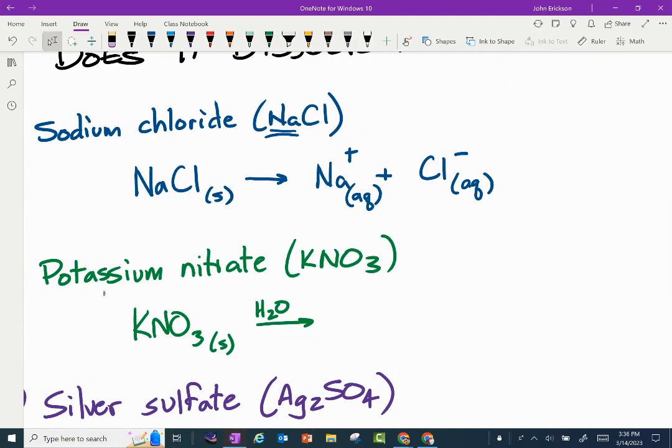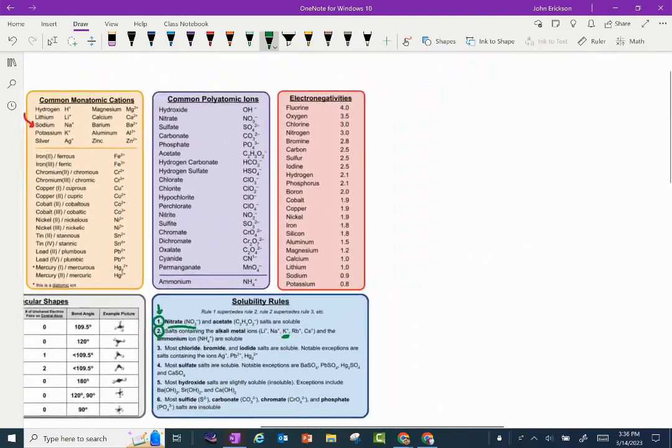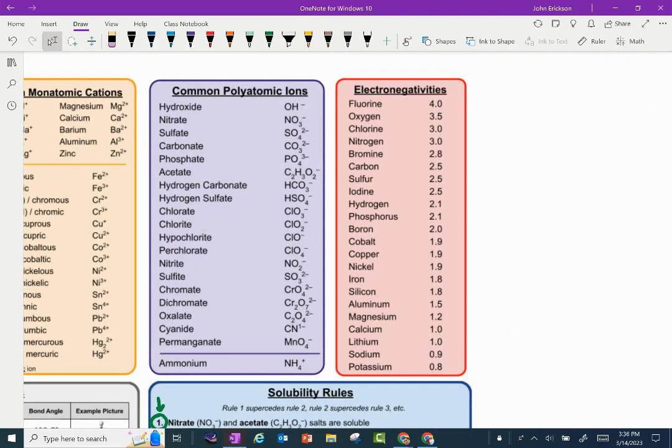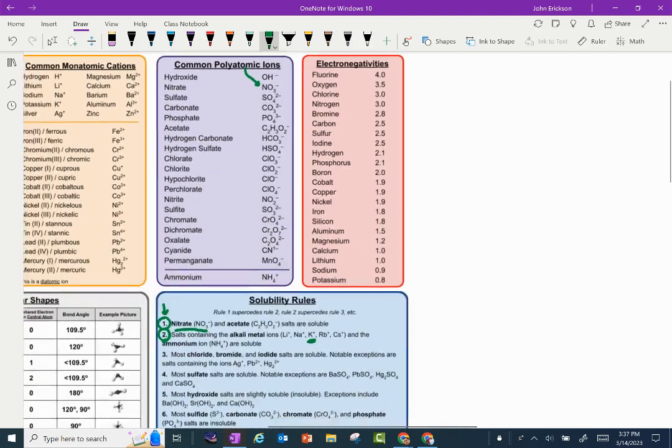Writing this thing as it dissolves is a little more complicated. You may be tempted to write separate elements for each, but we don't do that in this case. This is made of a polyatomic ion. So the second half of this, the NO3, is called a polyatomic ion. We hope to be able to recognize some of these. Last semester, you may have learned about some of these when you were studying ions, and it's a good idea to know these. That way you'll recognize, oh, that NO3 thing, that stays together. That's a polyatomic ion. SO4, CO3, these are all called polyatomic ions.